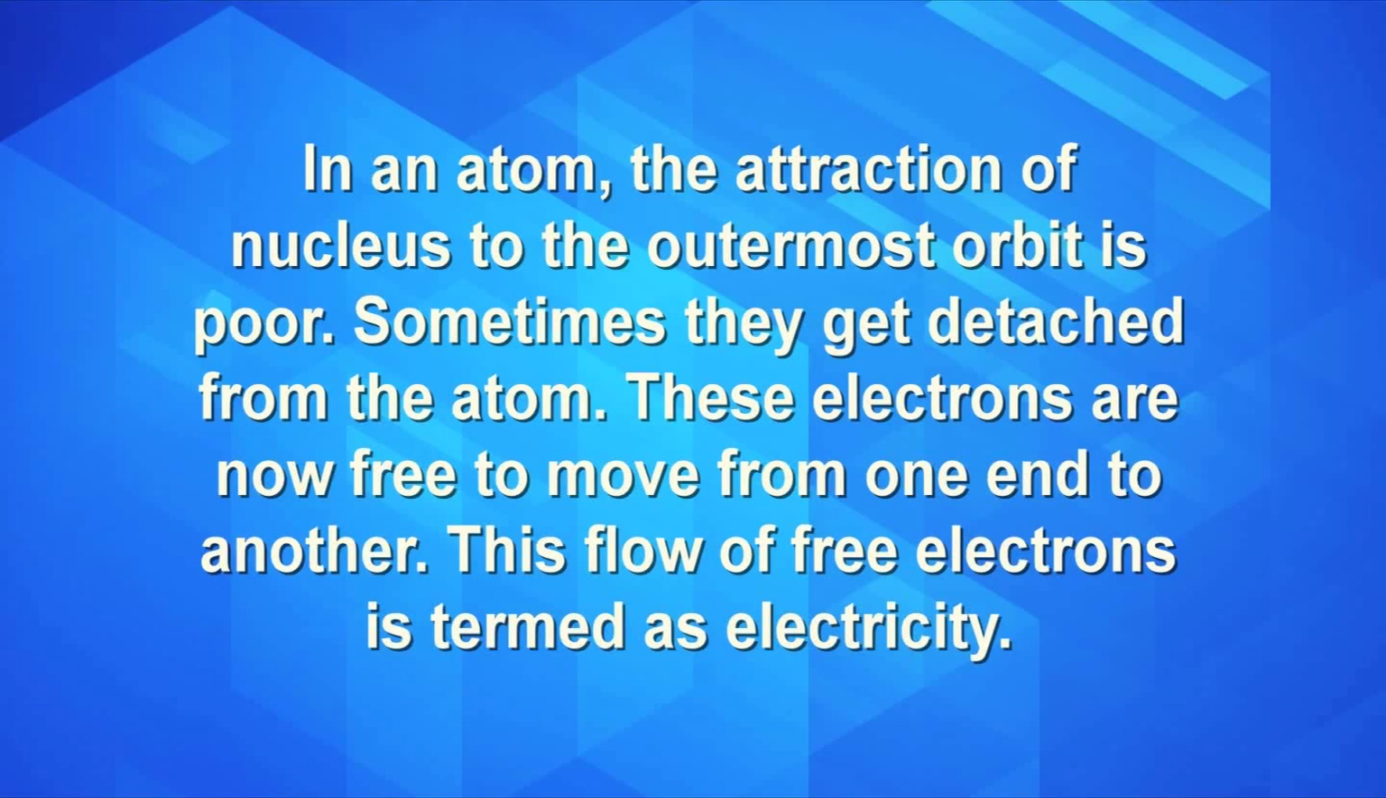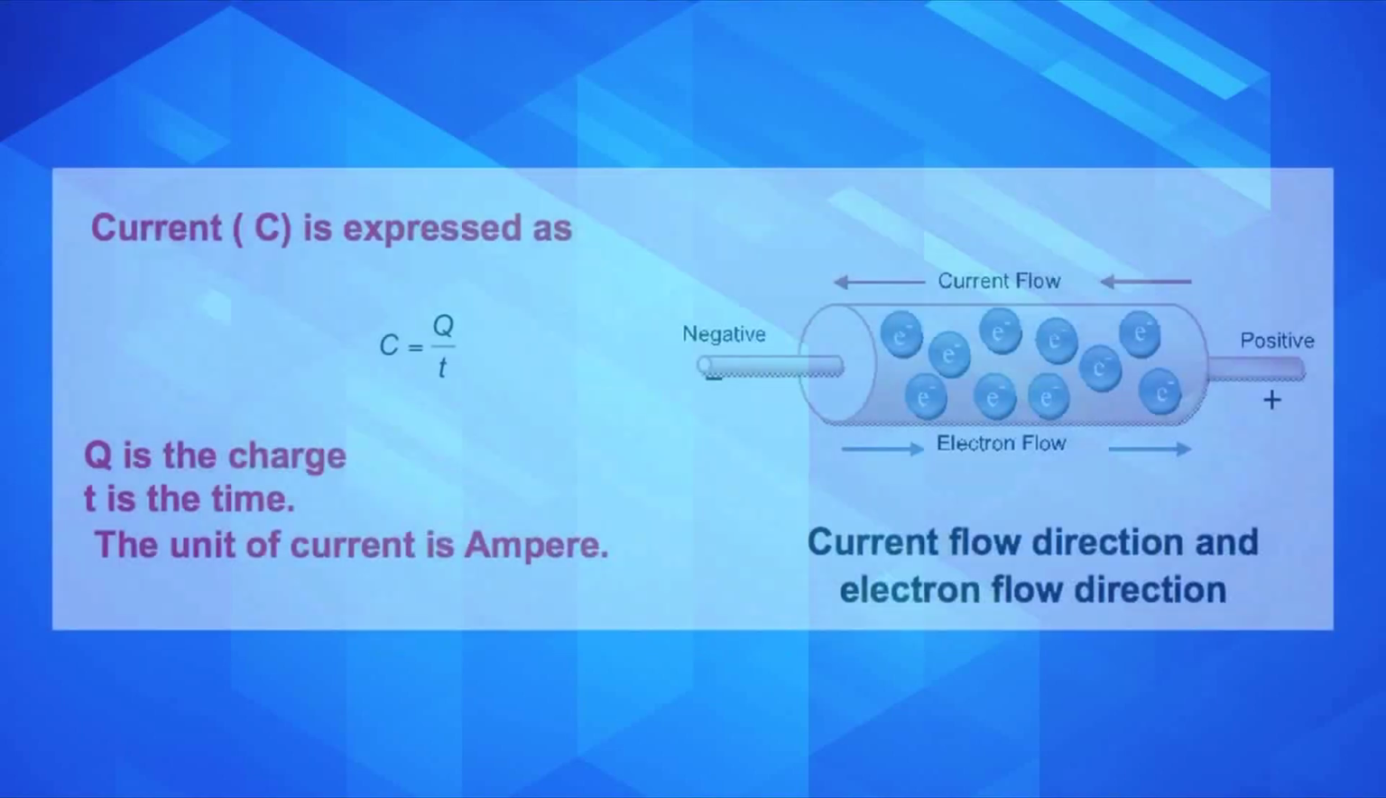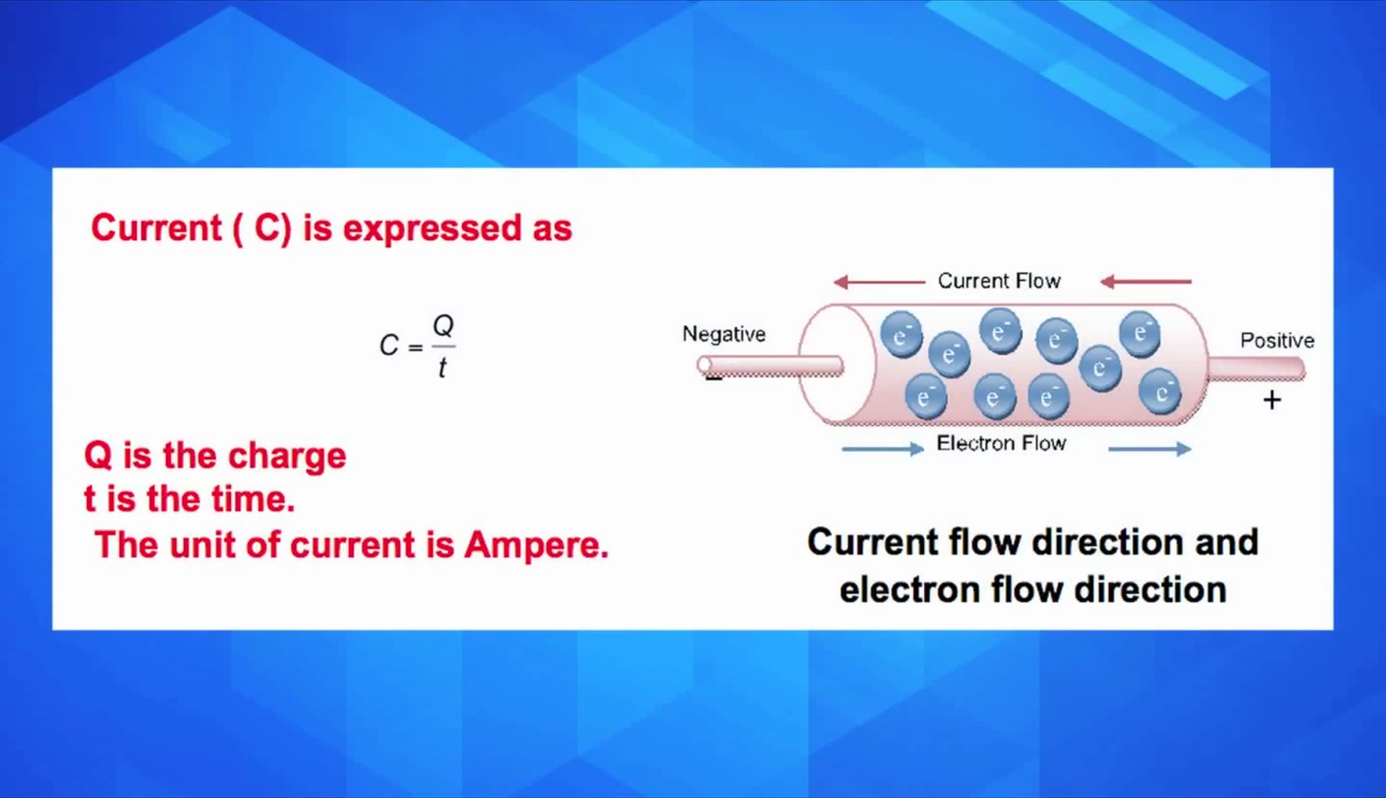Sometimes they get detached from the atom. These electrons are now free to move from one end to another. This flow of free electrons is also termed as electricity. Now let us see this diagram. If a conductor is connected to the battery terminal, then the free electrons in the conductor flow towards the positive terminal, and the current flows from the positive terminal towards the negative terminal.